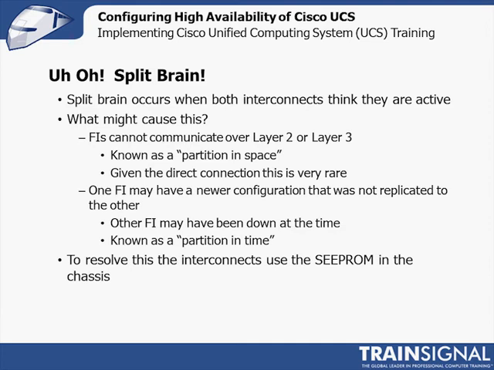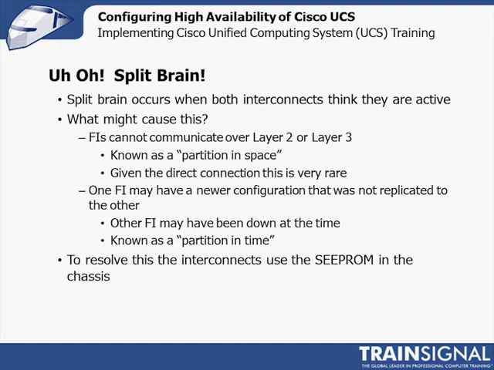The second type is one fabric interconnect may have a newer configuration that was not replicated to the other. So you may have had an interconnect down. Someone made changes to the UCSM configuration. They then shut that interconnect down and brought the other one up. And so now what happens is the interconnect goes and looks at that EEPROM on the chassis. He says, weird, I am configuration revision 118. That chassis says the last one he saw was 124. So all of a sudden I'm very confused. And that's known as a partition in time because he's kind of living in the past.